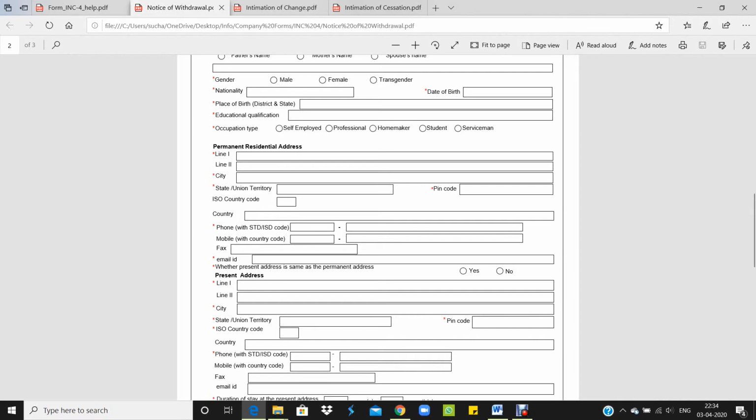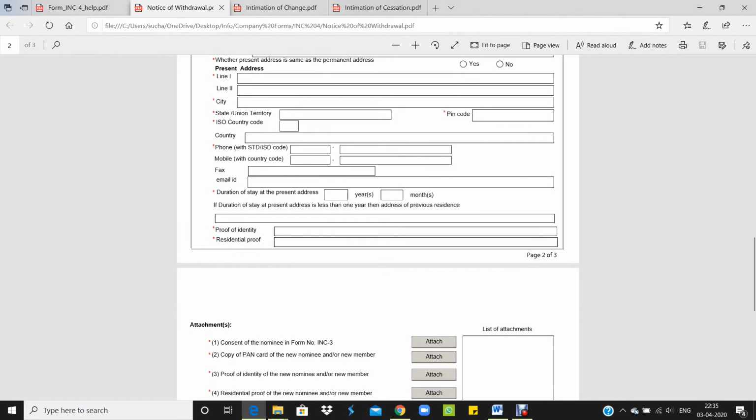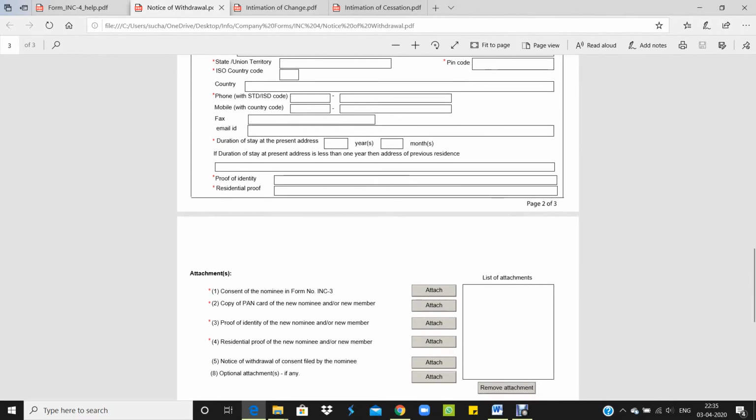If both are the same, you have to click yes. And if different addresses are there, then for the present address, the duration of stay has to be mentioned, along with proof of identity and residential proof. If they are giving PAN as proof of identity, they have to mention PAN here, and the PAN copy has to be attached. And if they are giving an electricity bill as residential proof, then the electricity bill has to be mentioned, and the copy of the electricity bill has to be attached here.